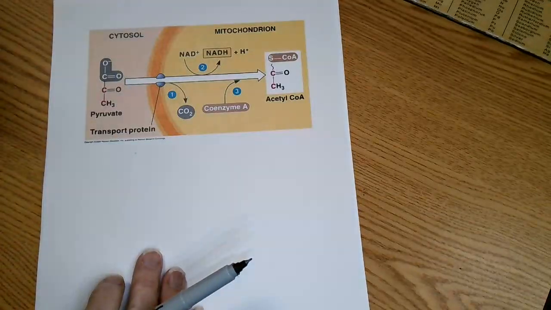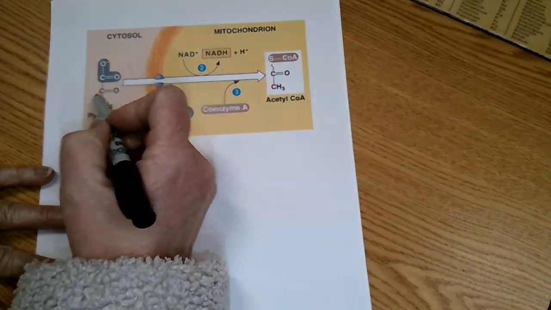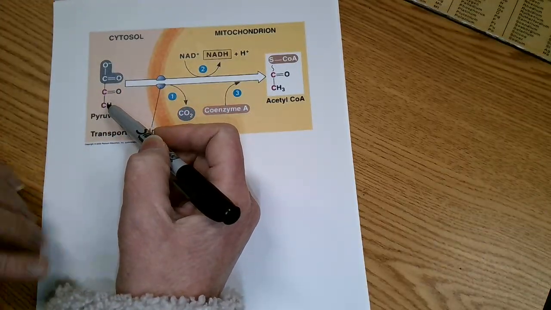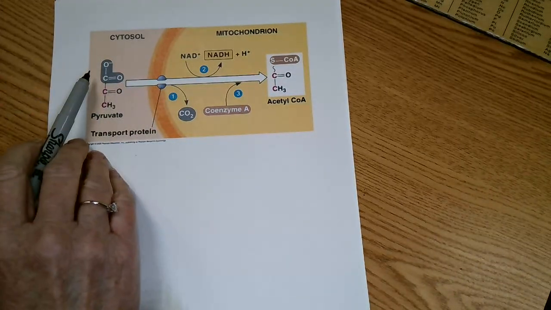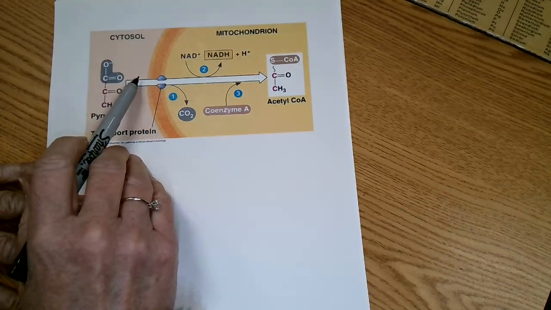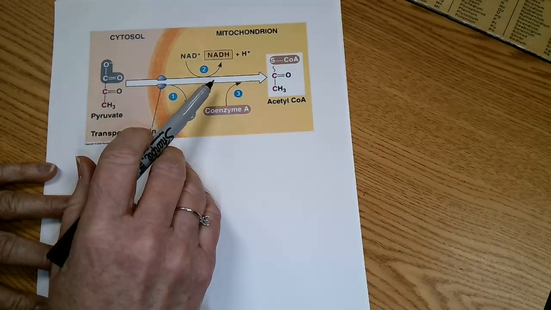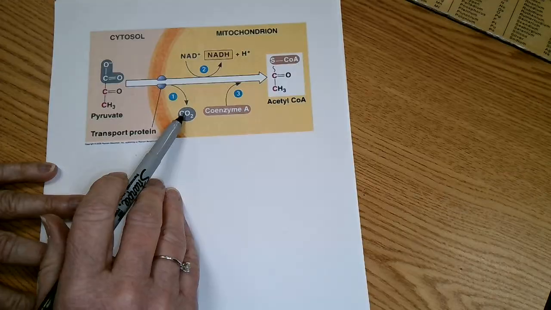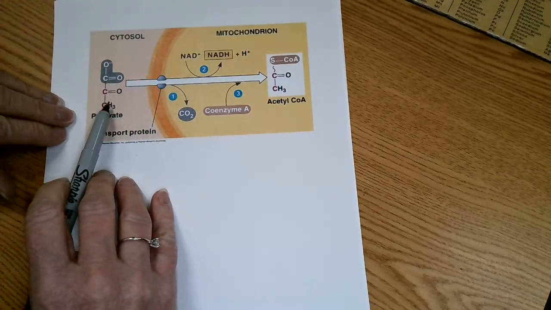Okay. And here I have a picture. Here was the pyruvate. Notice it's a 3-carbon compound. This is going to come in very important here. 1, 2, 3 carbons. That enters through a transport protein, the membrane of the mitochondria, into the matrix of the mitochondria. When that happens, it loses a carbon dioxide. If you lose a carbon dioxide, then you're down to 2 carbons.